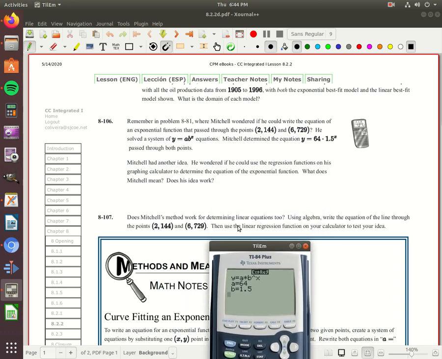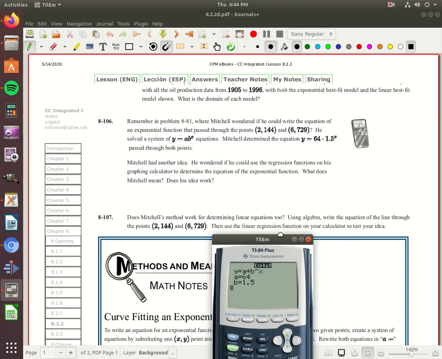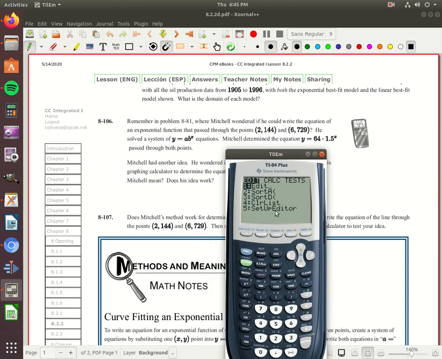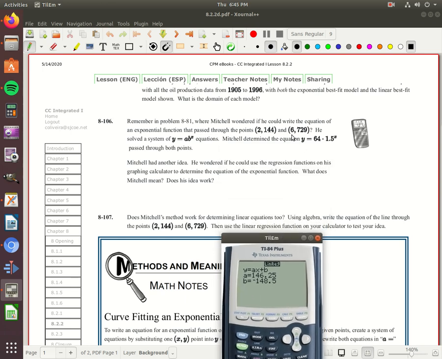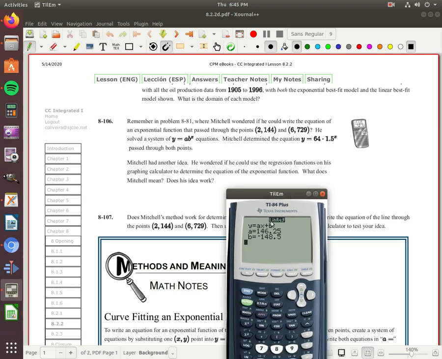It says, does Mitchell's method work for determining linear equations as well? Well, yeah, we still have these 2 points. So instead of an exponential equation, let's go ahead and have it draw a linear equation instead. So we're going to go here and it will give us the linear equation instead. So you can see we can either have it draw a line through 2 points, which we did on this one, and we got this equation, or we can have it draw a curve through 2 points, which we did just a minute ago. So kind of neat. These calculators definitely save us some time. Again, that'll work the exact same in Desmos.